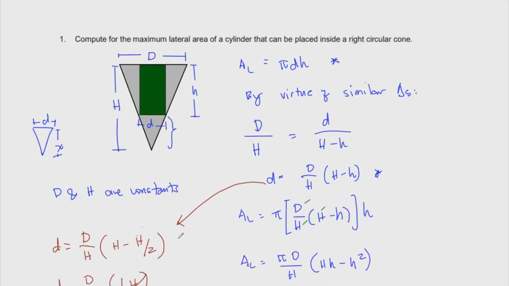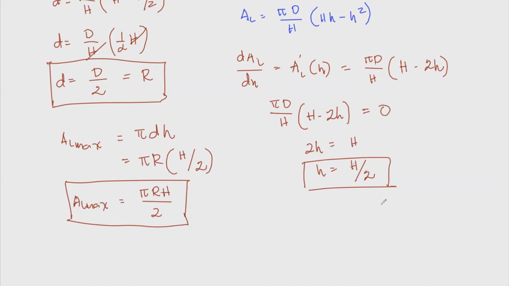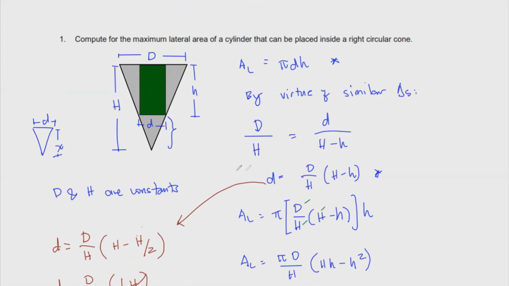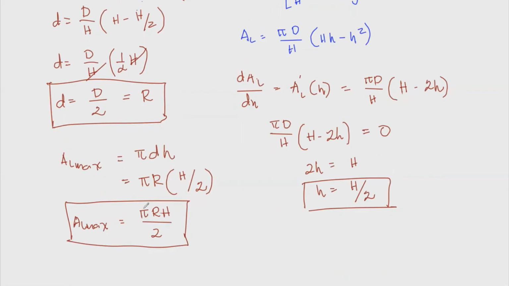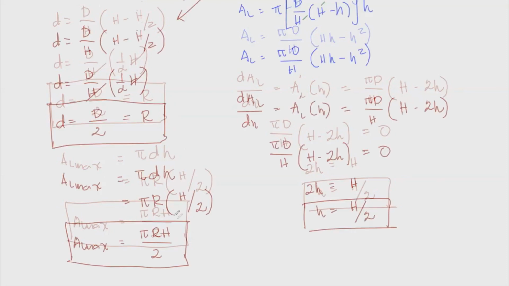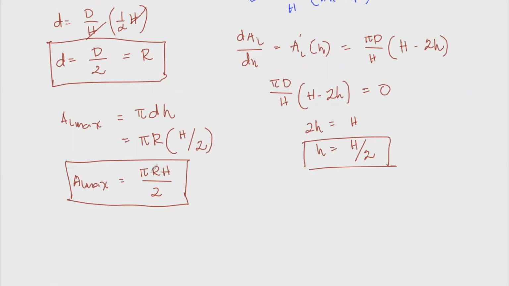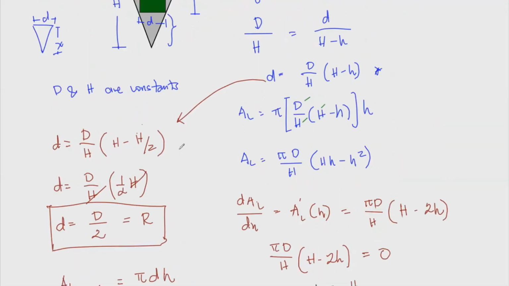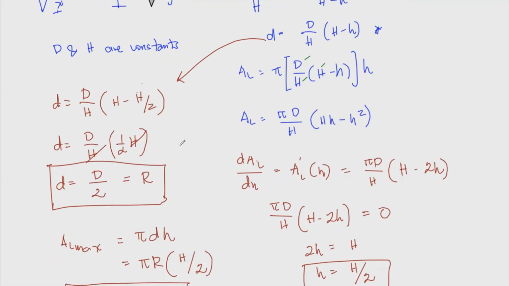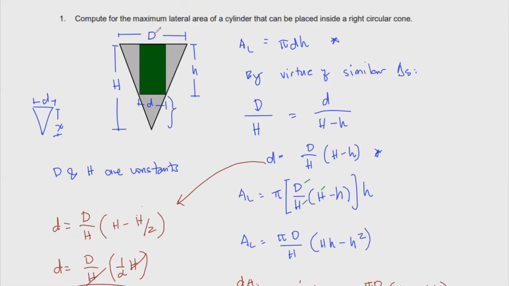So the final answer would be actually this A L max, not this one. It's just the dimension. So for example, if you have a cone with a diameter equal to 5 and a height of 10, the maximum lateral area would be that it's 2.5 for r, and then H would, of course, be equal to 10, and then you just divide it by 2 and then multiply by pi. So that's our maximum lateral area. Okay, so that's how simple it is for this kind of problem.